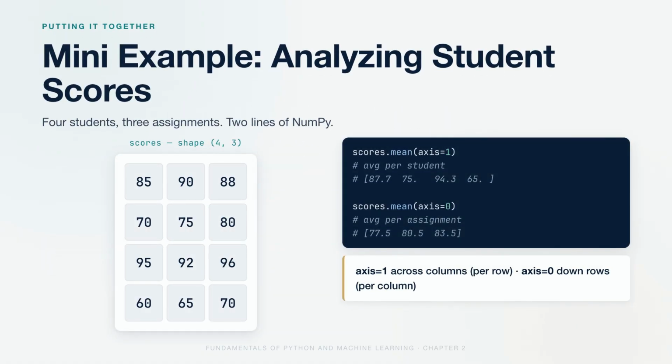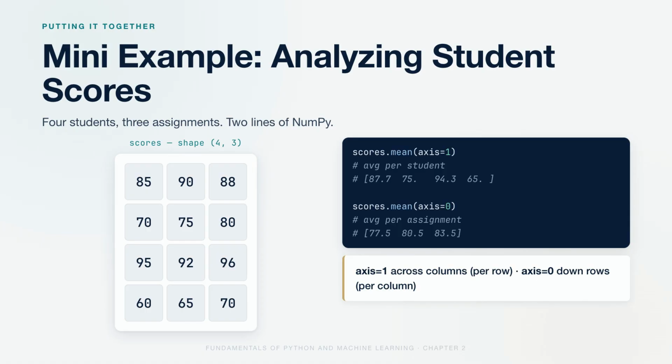Let's look at a simple example. Suppose we have student scores for 3 assignments, as you can see right now on the screen. Each row represents one student, each column represents one assignment. We can find the average score for each student using the mean. The axis equals 1 means we are calculating across the columns for each row. We can also find the average score for each assignment with axis equals 0. The axis equals 0 means we are calculating down the rows for each column.